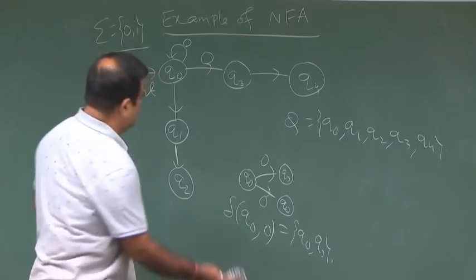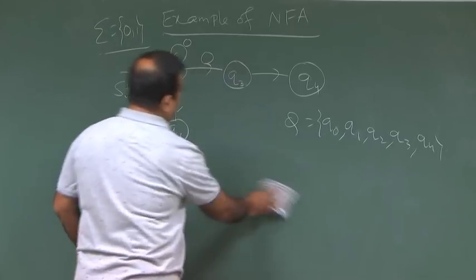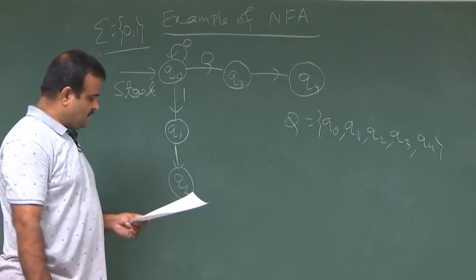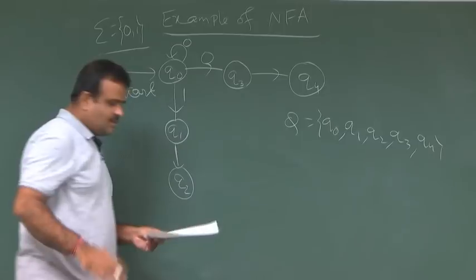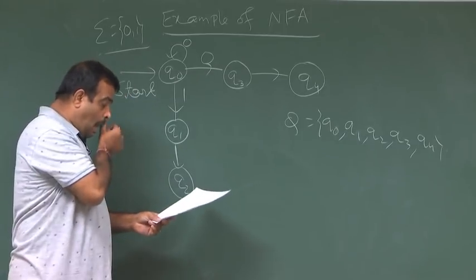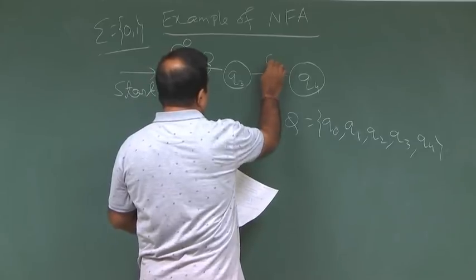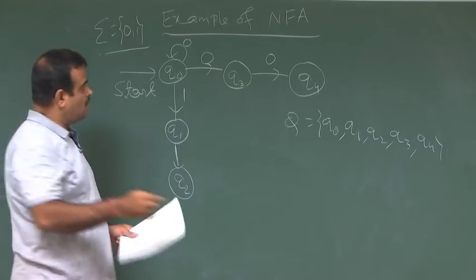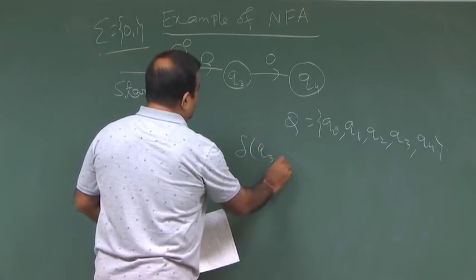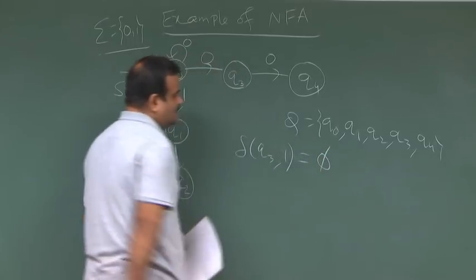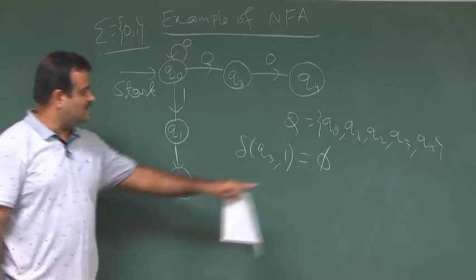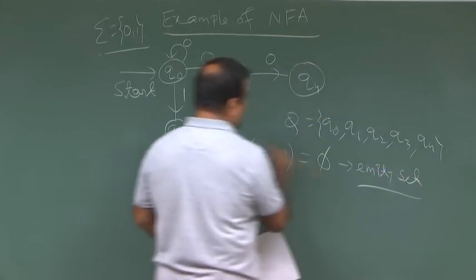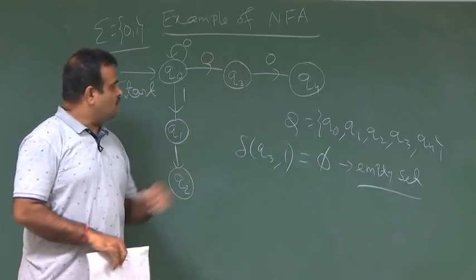So, let us just complete it. From q 1 we can go to here, this is a singleton set, it could again go to here. This is just an example. From q 3 we have a move for 0 and there is no move for 1. That means delta of q 3 with 1 is the empty set, because there is no move. It is not going anywhere.